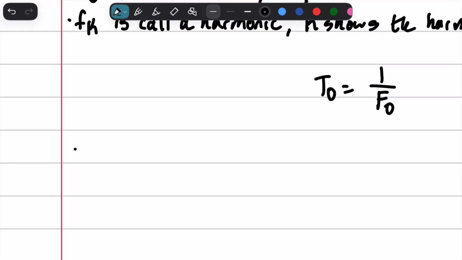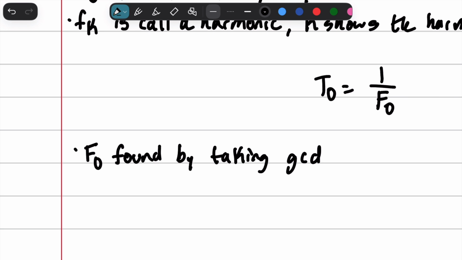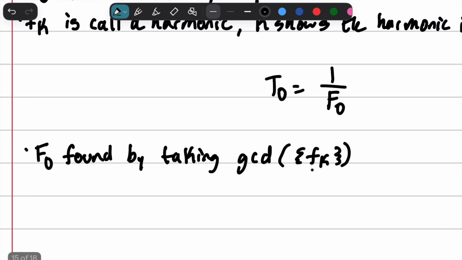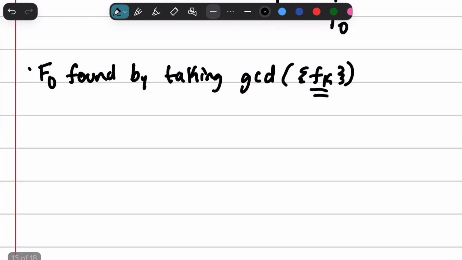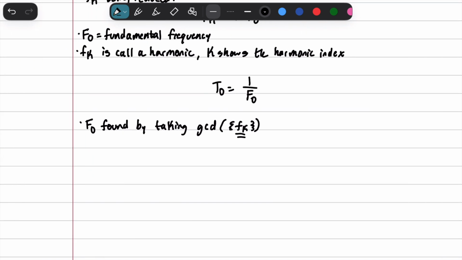Now, how do we actually find the fundamental frequency? Well, this is found by taking the greatest common divisor of all of the f sub k's, right? Because we want to see how these f sub k frequencies are related to each other. And so that leads us to our example.